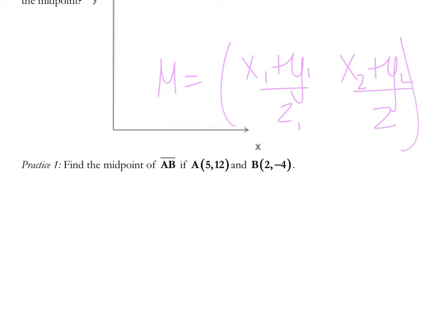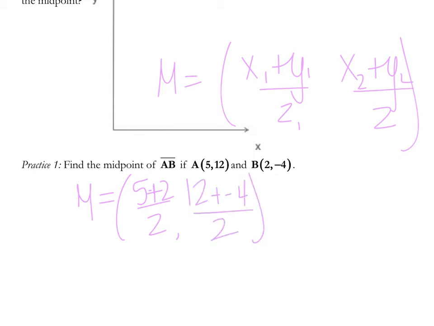Okay, so let's just go ahead and do this practice problem. So 5 plus 2 over 2 and 12 plus -4 divided by 2. And by the way, real quick, it says find the midpoint of AB. So that means you were given the endpoints of the segment. So since you're finding the midpoint, you're given the endpoints. Okay. So that just equals 7 over 2 and 4.